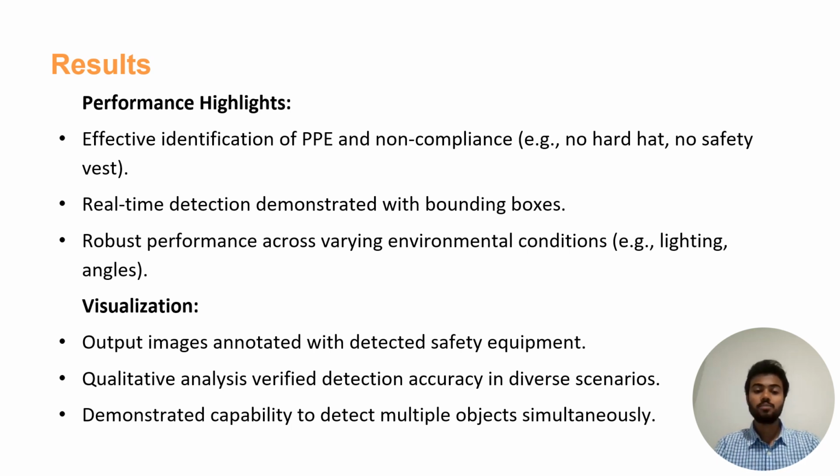The output images are annotated with detected safety equipment. It basically says which items are missing on a person to ensure safety, such as hard hats, vests. It says the item is missing. Qualitative analysis verifies detection accuracy in diverse scenarios, and it demonstrated the capability to detect multiple objects simultaneously. So it detects not just one item, but all the items that we preloaded and trained the model to detect.